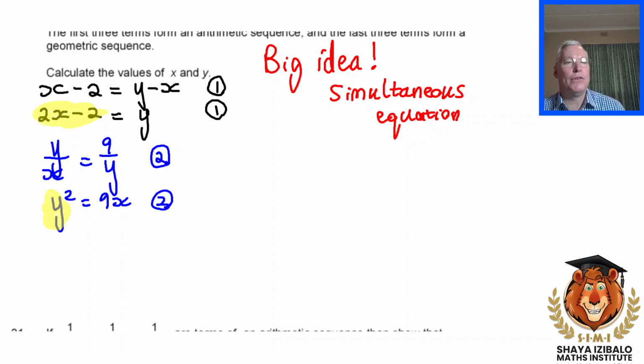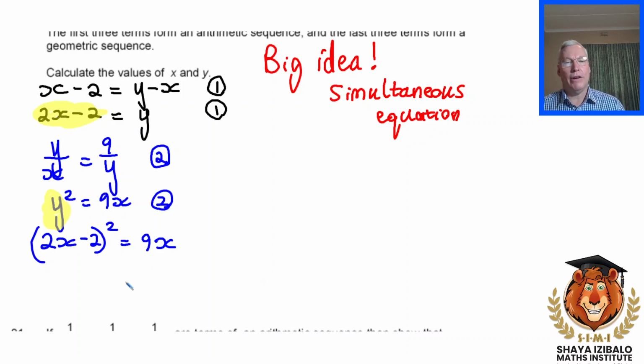Okay, so let's do that. So what it's going to look like is y squared equals 9x. But what is y? y is the same as 2x minus 2. Now I'm going to say hallelujah, and the reason I'm saying hallelujah is that now we've only got one variable.